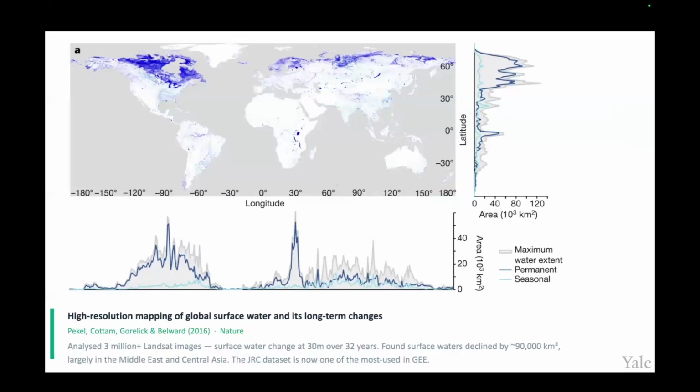Another example is looking at surface water. The same with this paper published in Nature 2016. They used Earth Engine at the global scale, the entire Landsat archive, to look at the changes in the global surface water, identifying all the areas shrinking and expanding and the changes. This data is actually now available. Both of these datasets are available in Earth Engine, so you can also access and explore them.